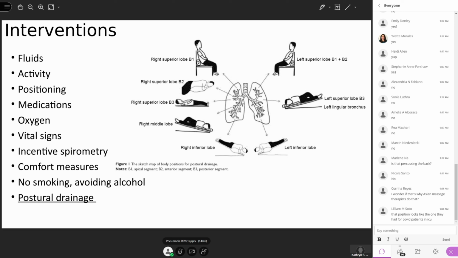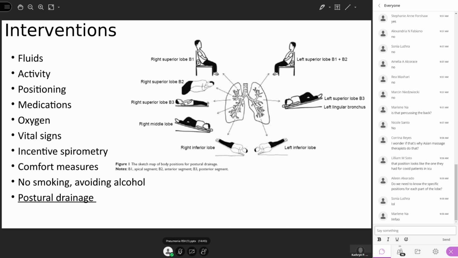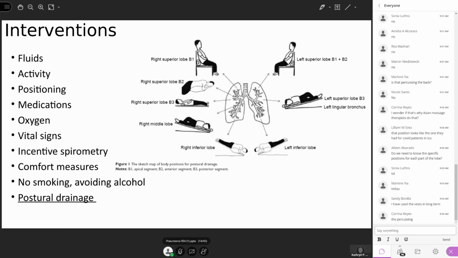I can't speak to Asian massage, but I would not be going to Asian massage for postural drainage. But no, you do not need to know that. All I want you to know is postural drainage helps loosen secretions. That's all I want.